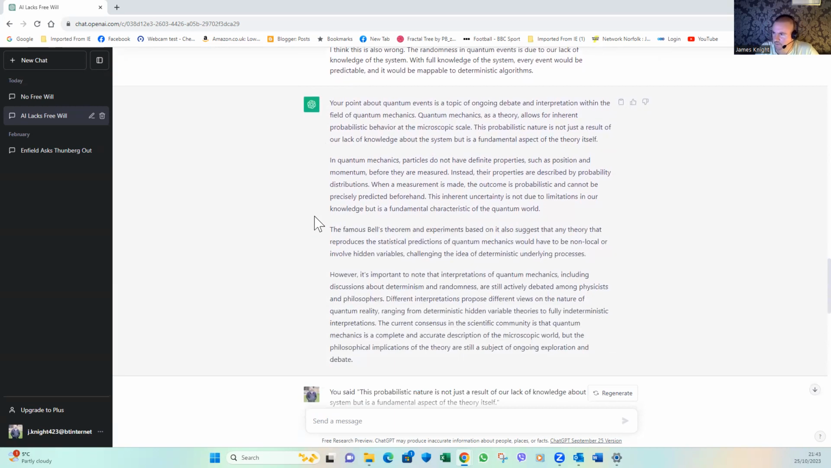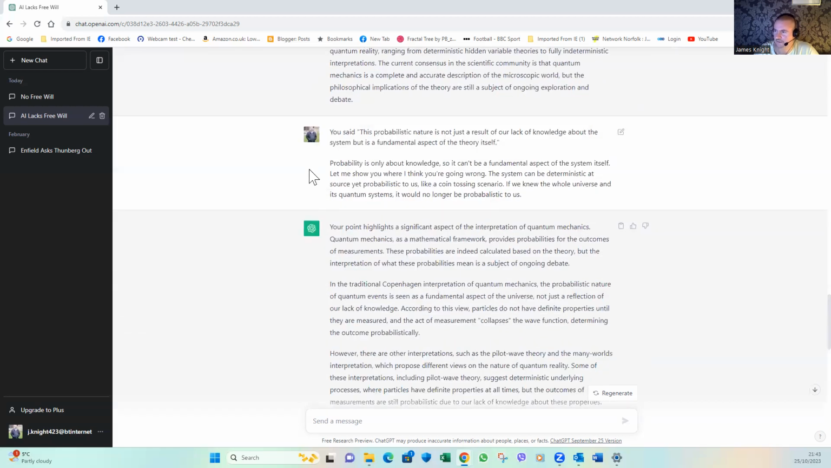ChatGPT responds with your point about quantum events is a topic of ongoing debate, blah, blah, blah. I'm not going to let it go too much into the things it's trying to extrapolate from online. So what I've done is I've pulled it up and I've said, look, you said this probabilistic nature is not just a result of our lack of knowledge about the system, but is a fundamental aspect of the theory itself. Here's where I've explained again, probability is only about knowledge, so it can't be a fundamental aspect of the system itself. Let me show you where I think you're going wrong.